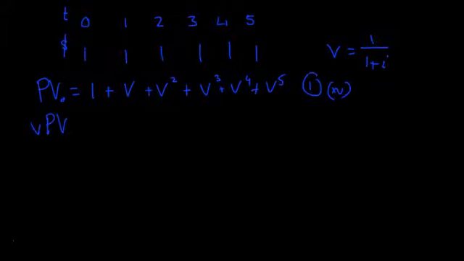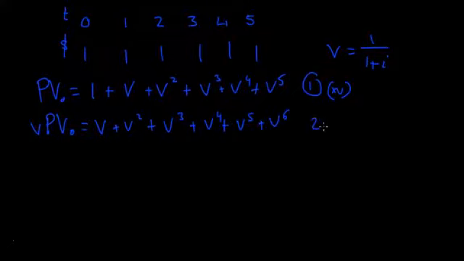and we can also multiply it by v, and so we'll get v times the present value, where we multiply everything inside that first equation by v. So let's quickly jot that down. Alright, and that'll now be equation 2.